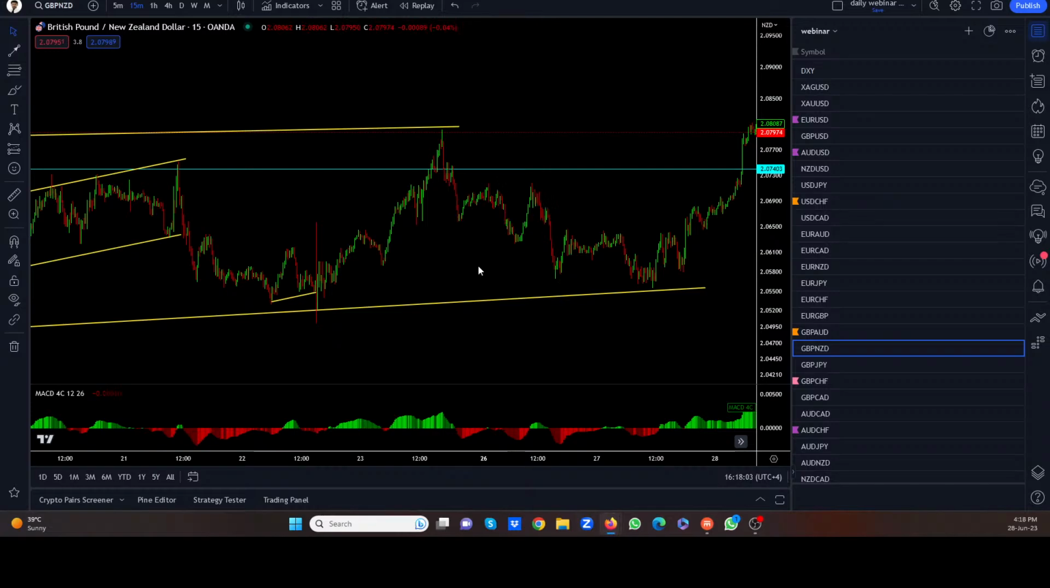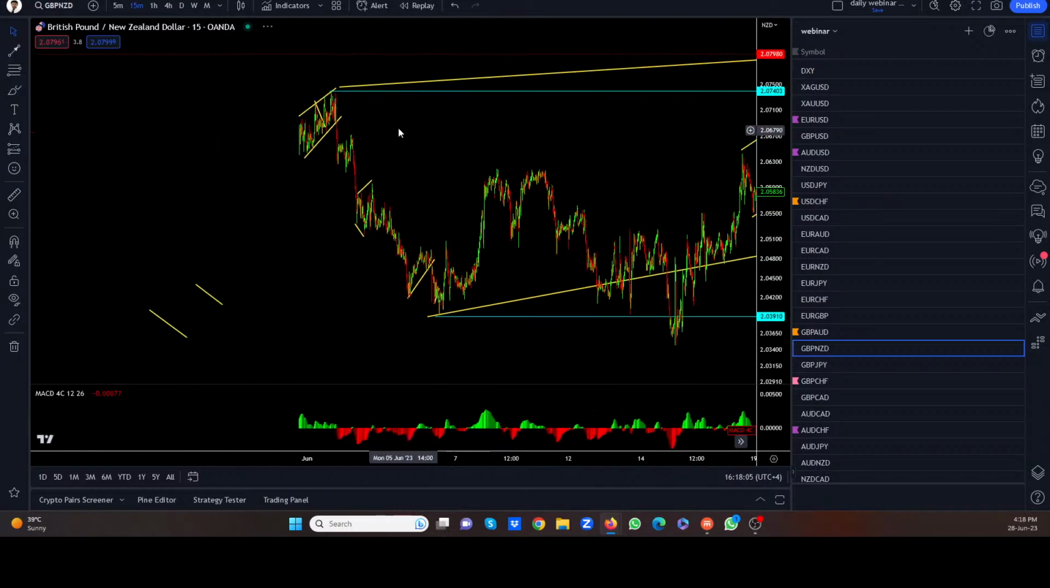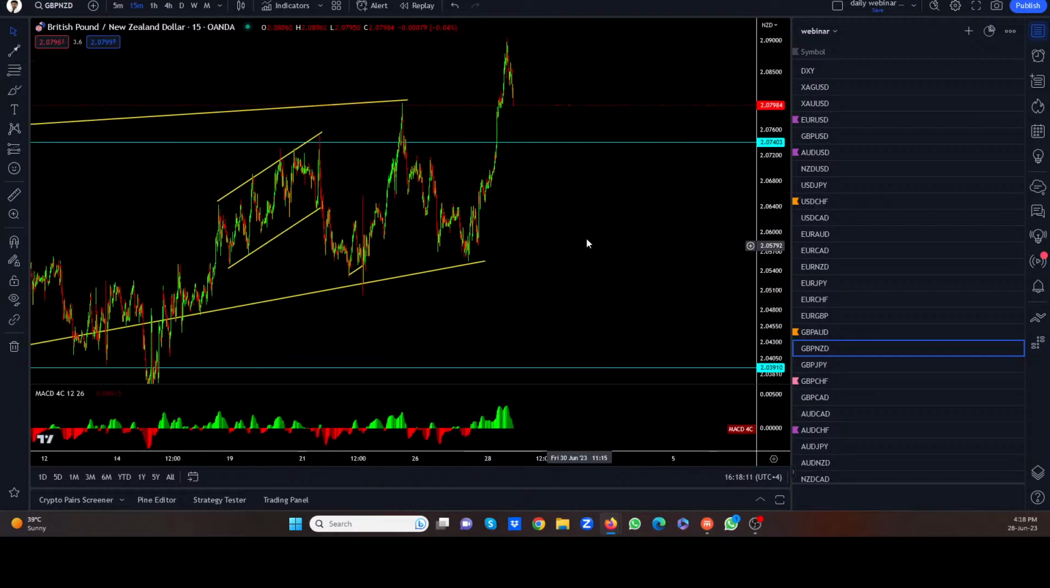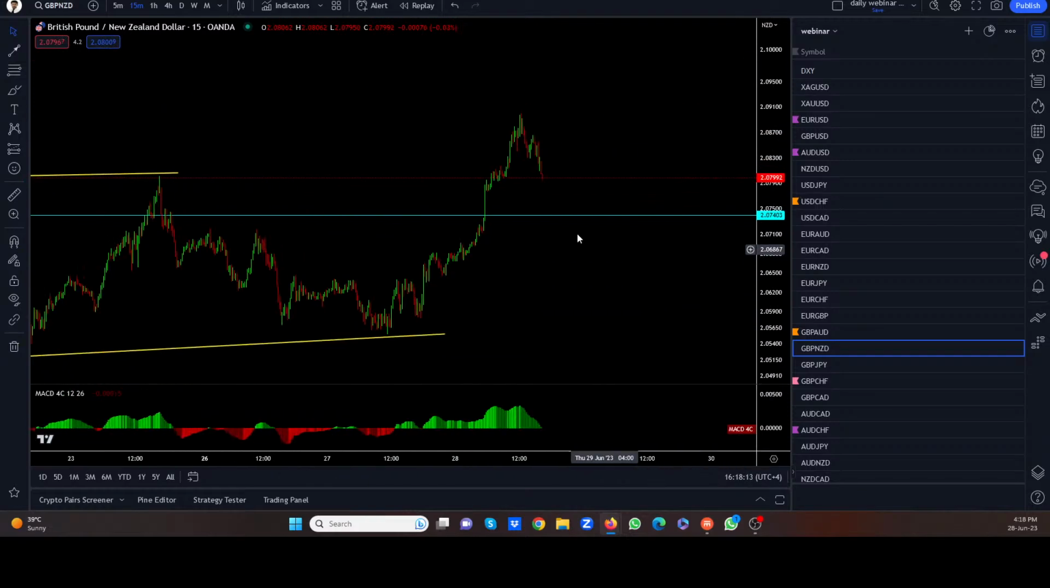So we can do the exact thing here. Since we're at the top, see this one drop, make a flag, drop, make a flag, drop, make another flag, drop. So let's see if we get that here. It already dropped, but that's not much of a flag. That's not a really good sell setup, so we'll wait.